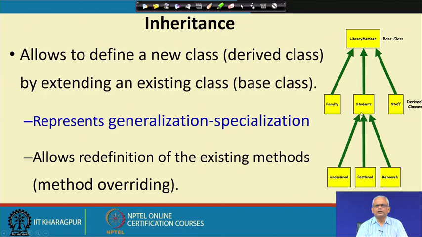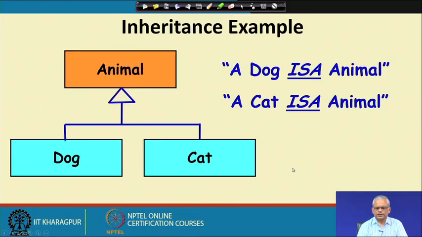And we have another hierarchy here, that the students can be undergraduate, postgraduate or research students. The characteristics that are specified here in the student class, that is the methods and attributes, are all shared by these classes, but each of these adds a few more attributes and maybe methods. This is an example of inheritance.